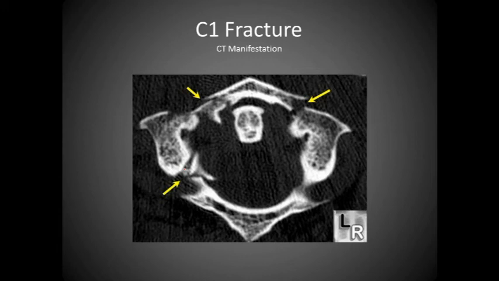Here we have a C1 fracture. We have fracture at the anterior arch and at the posterior arch. This would almost be a Jefferson fracture, but we don't see a corresponding fracture here.